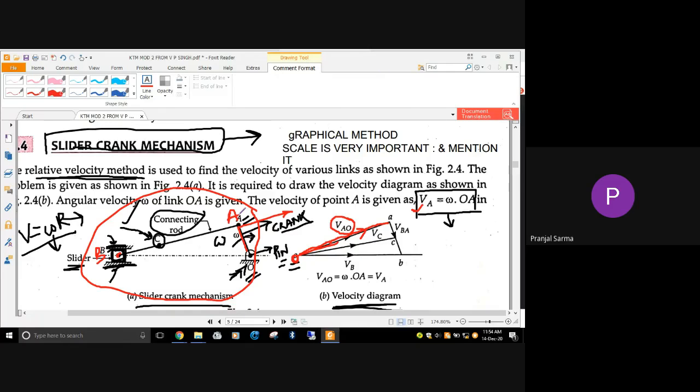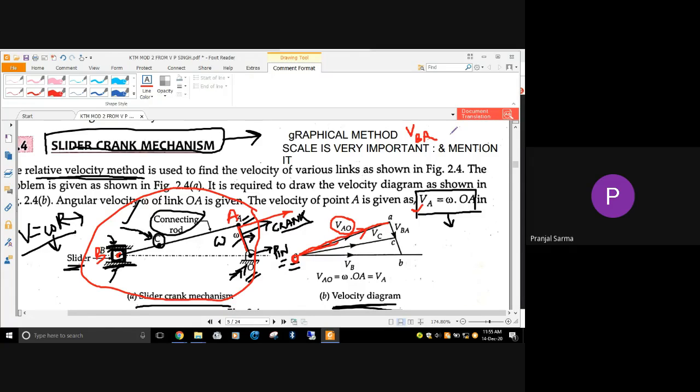Now AB also is a rigid link in this particular mechanism, right? So in this slider-crank mechanism, AB, that is the connecting rod itself, is a rigid link. Once again we know the velocity of the points which are on this link AB. So consider the velocity of point B with respect to A. How to write it? Velocity of point B with respect to A, that is VBA.